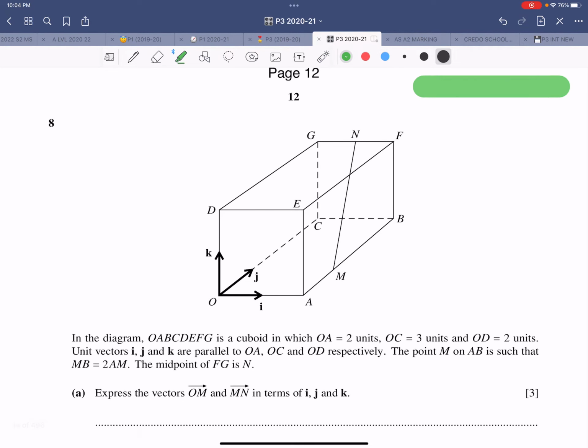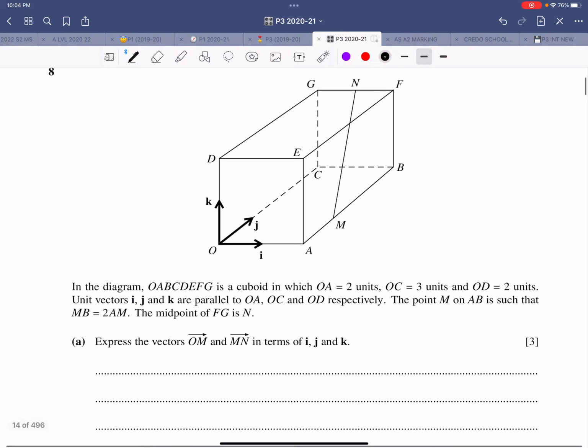Now, what is this question about? This question is about vectors. Now, let's look at this question. A box is drawn, some unit vectors are drawn. It's a cuboid. OA is 2 units. Now, let's start underlining. OA is 2 units. OC is 3 units, OD is 2 units. So this is 2, 3 and 2.